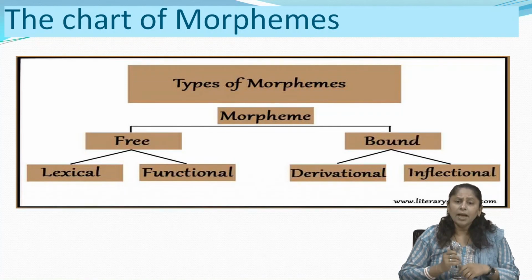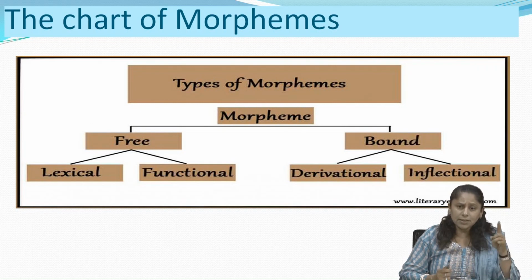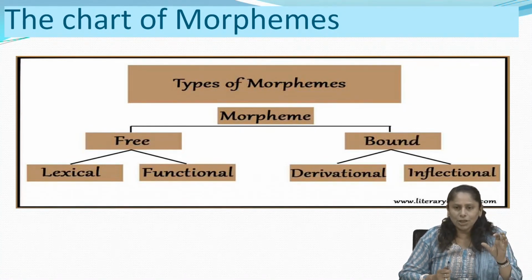Bound morphemes have two kinds of categories over here. You can see it exactly behind me: derivational and inflectional morphemes. And apart from derivational and inflectional morphemes, here you can see free morphemes as lexical morphemes and functional morphemes.